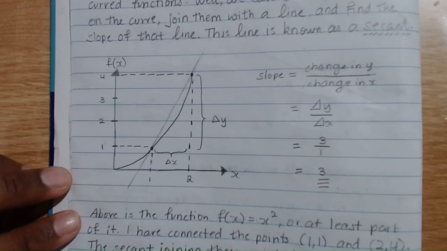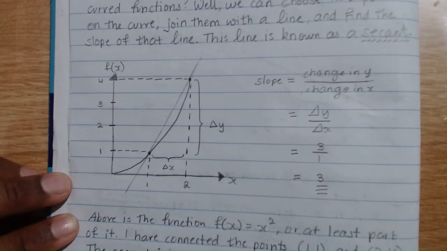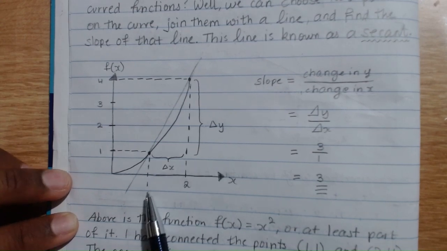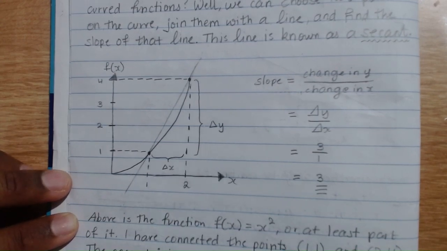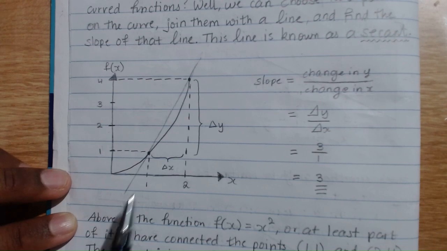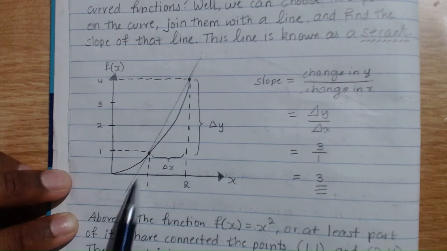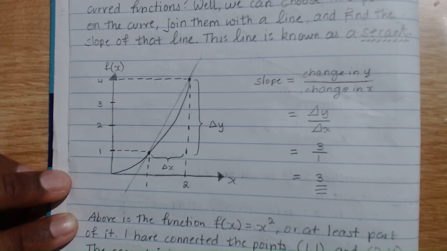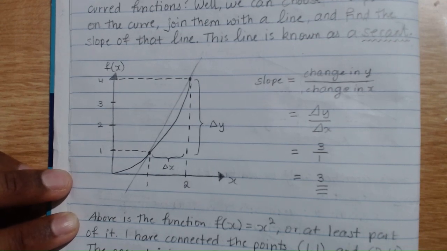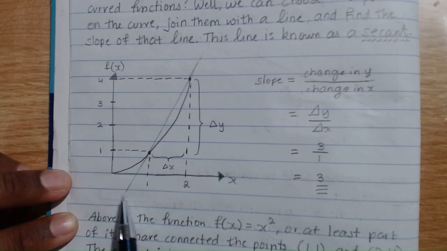So I have the graph of the function f of x equals x squared here, and I've labeled it up to x equals 2. And I have 2 points, (1, 1) and (2, 4). So those are the 2 points I've labeled. And I've drawn a secant line through these 2 points. Now, a secant is a line that intersects a graph at 2 and only 2 points. And that's that secant right here.